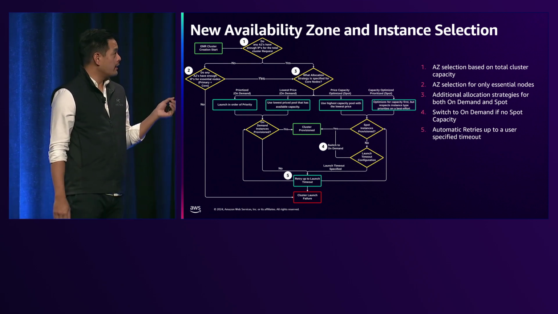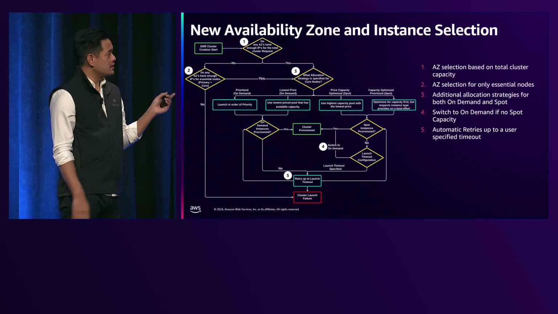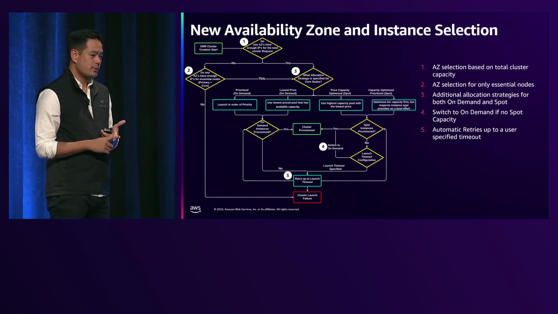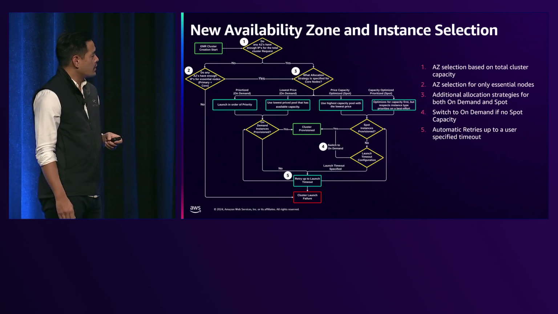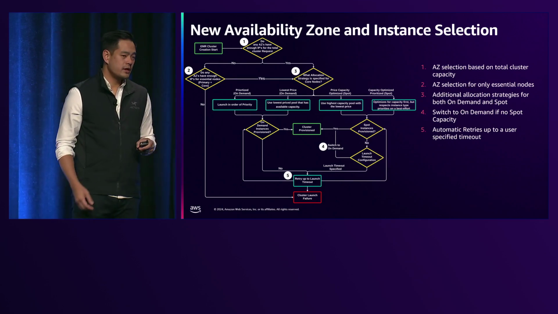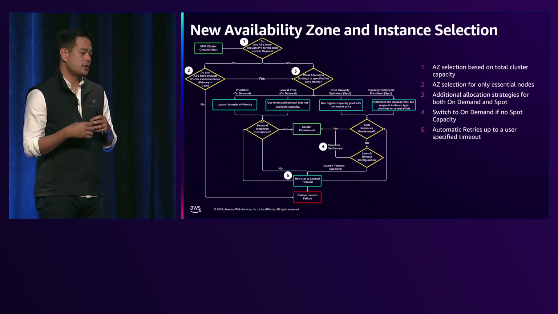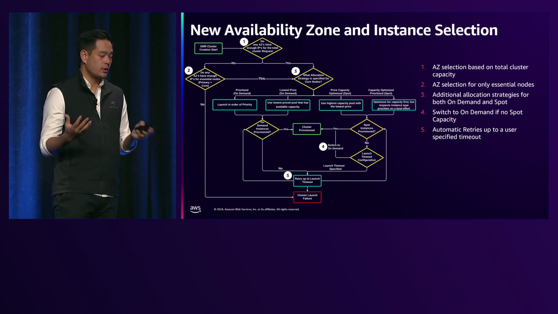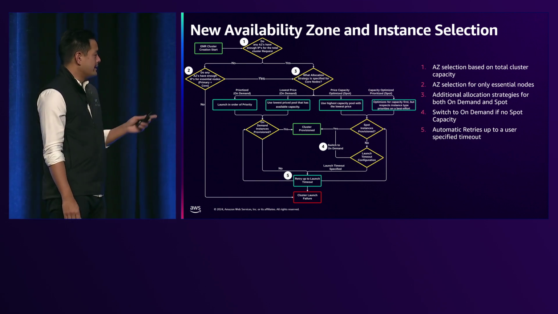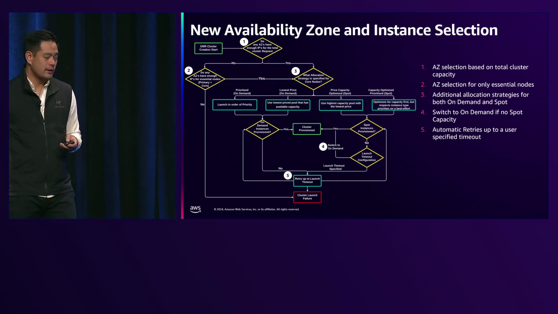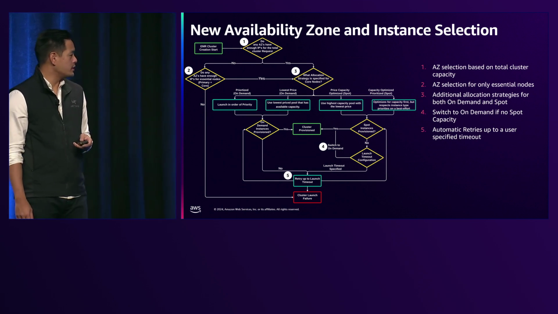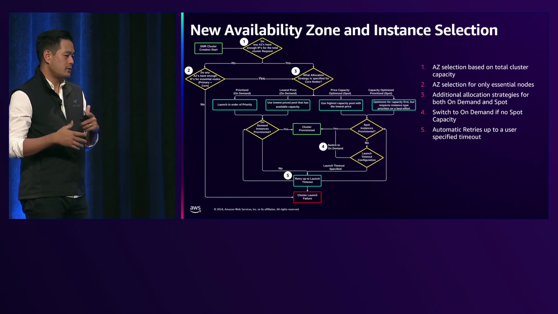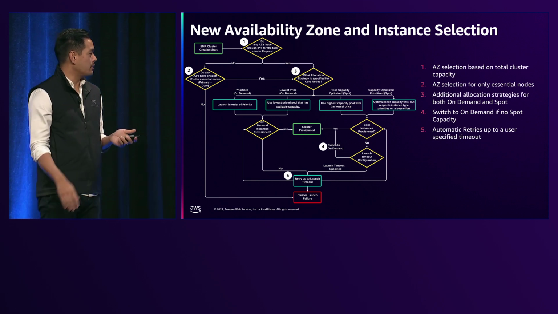We support a number of other allocation strategies. In addition to prioritized allocation, things like diversified, lowest price, and capacity optimized. We also have a feature during provisioning that will switch to On-Demand, so you can try provisioning your cluster with Spot, and if there's no capacity, we'll go to On-Demand instead. And then lastly, we have a bit more flexibility in terms of the retry strategy. There's a user-defined input that allows you to keep retrying up to that amount or fail fast.